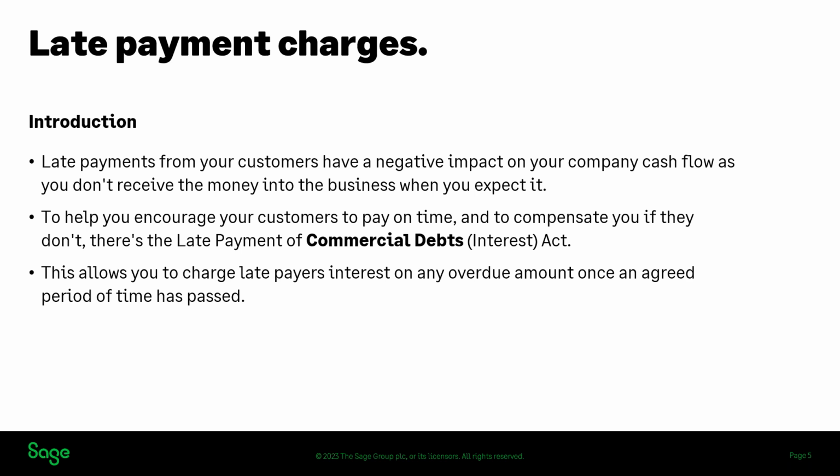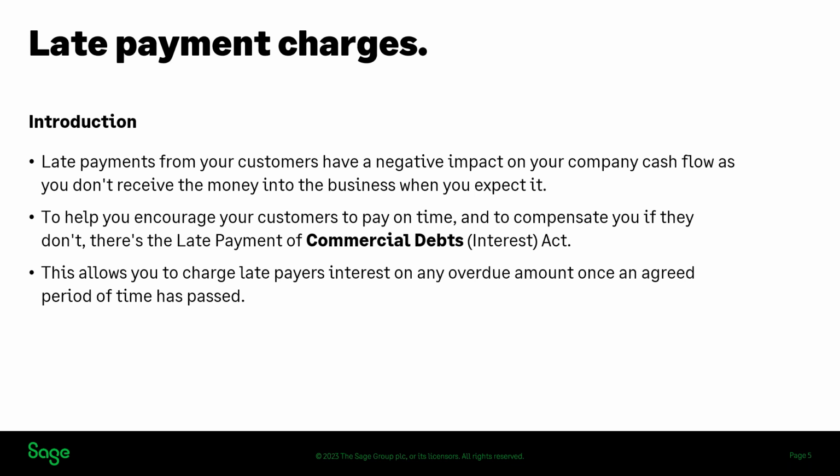Now, this is assuming that you don't have any other terms and conditions in place where you've set the precedent for interest that you would apply. If you haven't got that, then this legislation would apply. It basically allows you to charge any late payers interest on anything that's overdue once the agreed period of time has passed. So once an invoice has gone beyond the payment terms, so it becomes overdue, you can start applying interest to that.